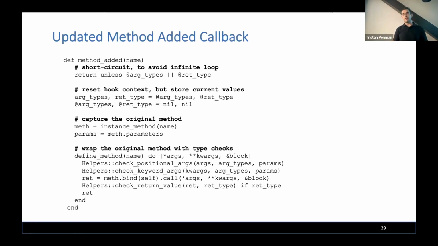Now, unfortunately, handling this becomes a bit more involved as well. So our method added still has all of the usual boilerplate, but now our define method bit at the end has grown a bit bigger. We have 3 helper functions now. One's for checking positional arguments, another for keyword arguments, and then another for checking the return value.